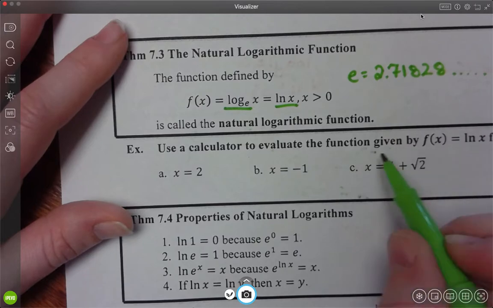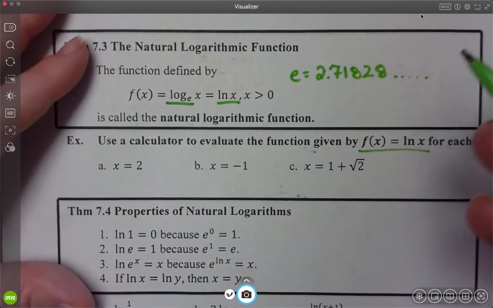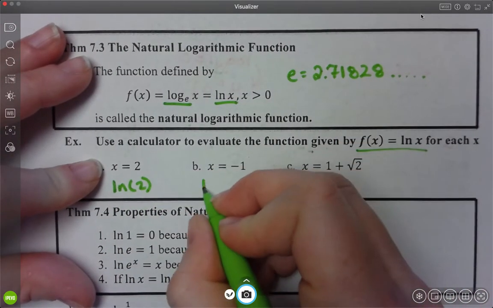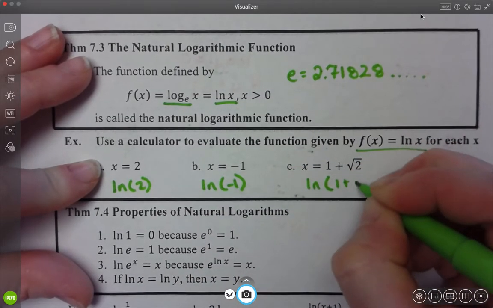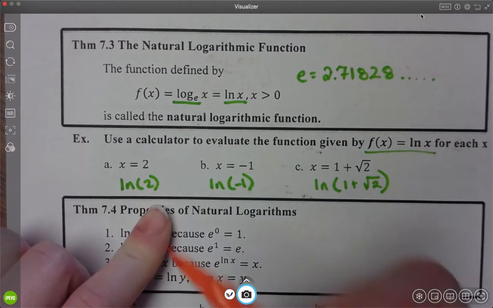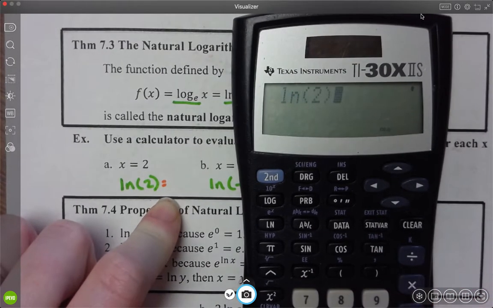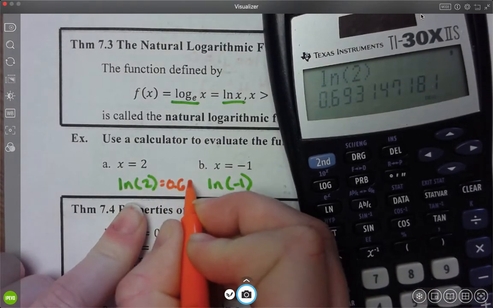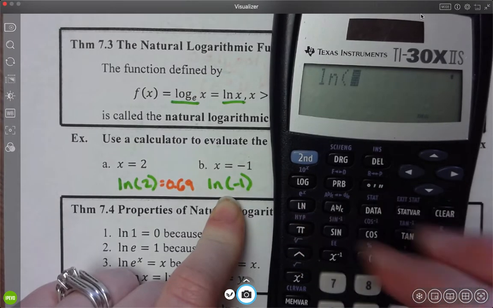Use the calculator to evaluate the given function. They just want you to see if you can figure out how to plug in ln of 2. So ln 2, then ln of negative 1, and ln of 1 plus the square root of 2. We're going to end up with some interesting answers on some of these. If you just type in ln of 2, you're going to get a decimal, and it's going to be 0.69.